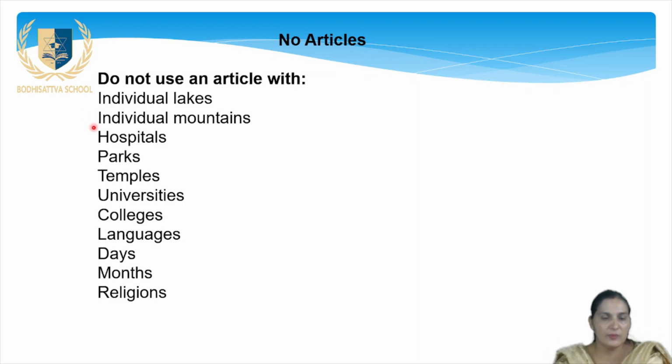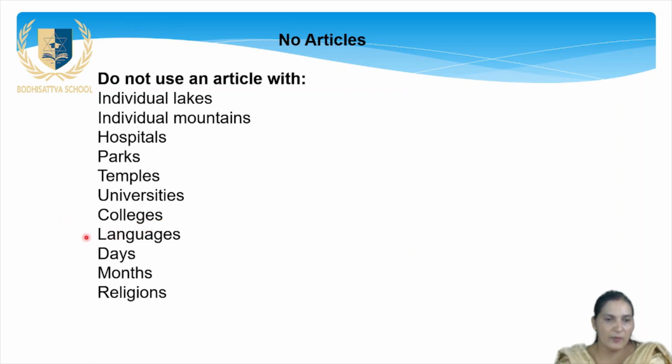And next one is individual mountains. Before the name of mountains, we do not use articles. Only for a mountain range we use articles, but for individual mountains we don't use articles. And next situation is hospitals. Name of hospitals also we do not use articles. And name of parks. And next one, name of temples also we don't use articles. For example, Pashupatinath Temple. At that time there is no article used. And next one, name of universities also we don't use articles. Universities and colleges also we don't use articles.